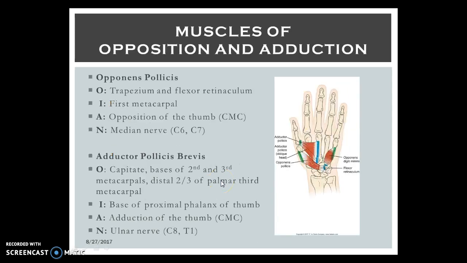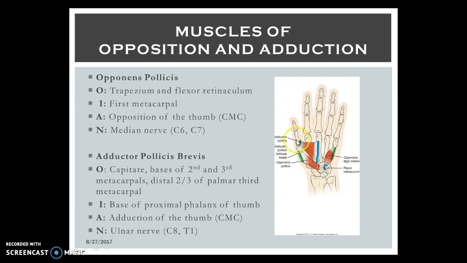Okay, muscles of opposition and adduction, and these are at the thumb. So your opponens pollicis, and by the way, pollicis, if you haven't figured that out, means thumb. The opponens originates on the trapezium and the flexor retinaculum. Here's your opponens right here. It inserts on the first metacarpal and does opposition of the thumb at the CMC joint. It's innervated by the median nerve.